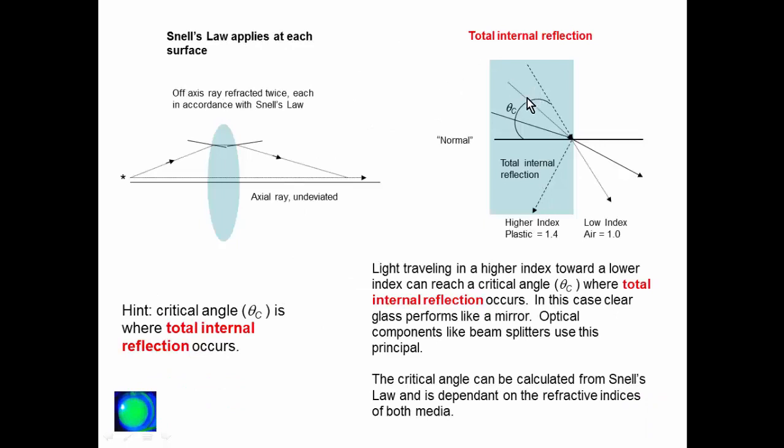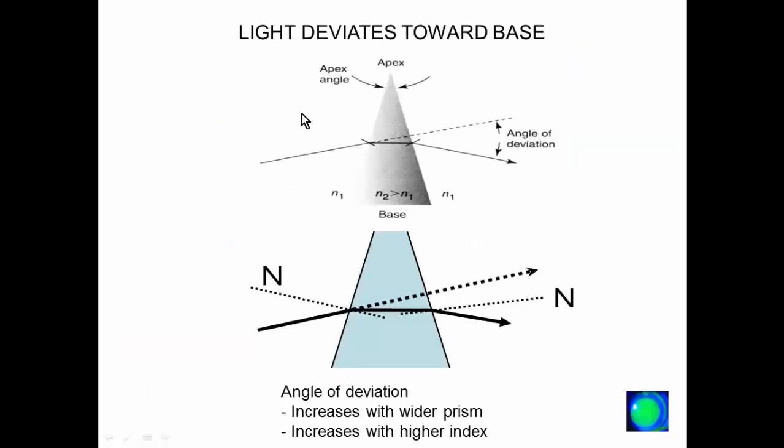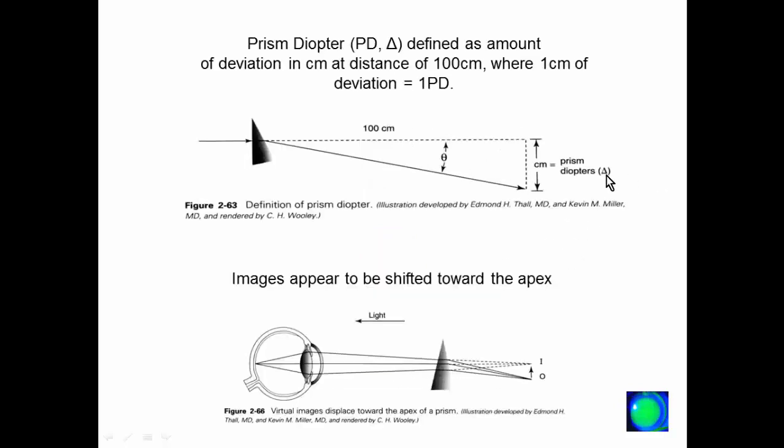At some certain angle, called the critical angle, the light ray will not go through but will be totally reflected. Talking about prisms, light rays are deviated towards the base of a prism. The wider the base, the stronger the prism. The definition of prism diopter is here.